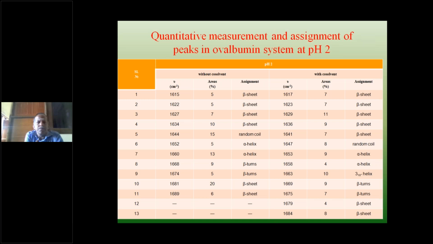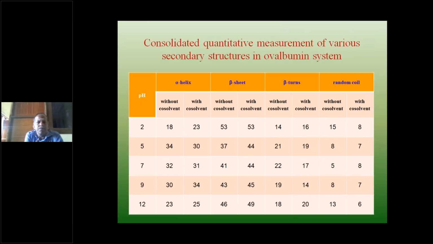For pH 2, the area available for beta sheet around 1615 is 5%. For 1622 it is 5%. Like this, for every wave number we have taken, we have calculated the area, and the assignment has been given by comparing the literature, and the consolidated value we have taken. From the consolidated value we have to conclude; this is the consolidated qualitative measurement. Without co-solvent, alpha helix is 18, whereas with the co-solvent it is 23. But for beta sheet at pH 2 it is the same.